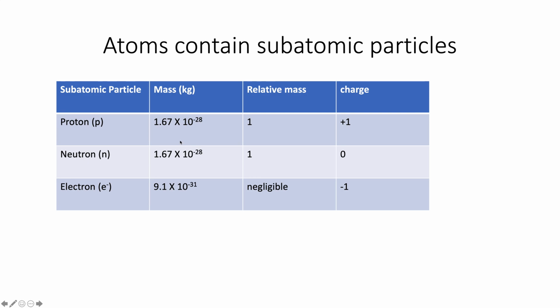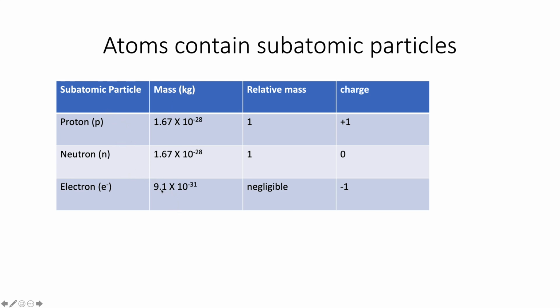Atoms have smaller pieces, and there are other subatomic particles like quarks and neutrinos and antiquarks and all sorts of stuff like that. But these are the ones that we use in chemistry. Now let's back up for just a moment.